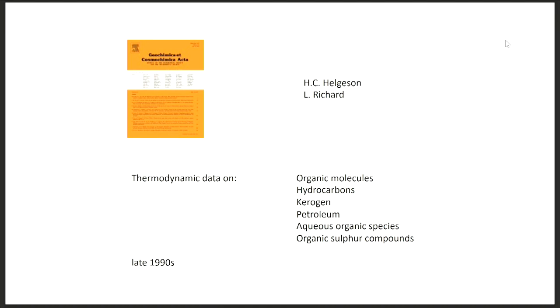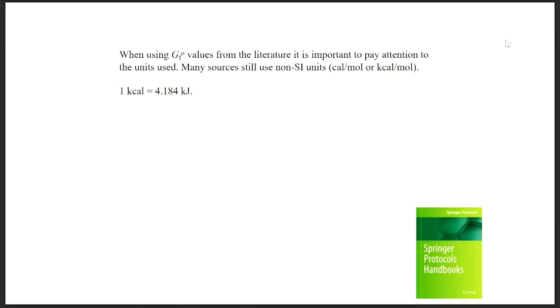If you sometimes want to go into more detail, or if you have other compounds, there are several papers by Helgeson and Richard in GCA, and they give thermodynamic data on organic molecules, hydrocarbons, kerogens, petroleum, and lots of other compounds that are sometimes hard to find. One thing that is sometimes important, now I sound like a teacher: kilocalories and kilojoules, you have to make the conversion sometimes. Sometimes people don't do it and then you get nonsense values, of course.